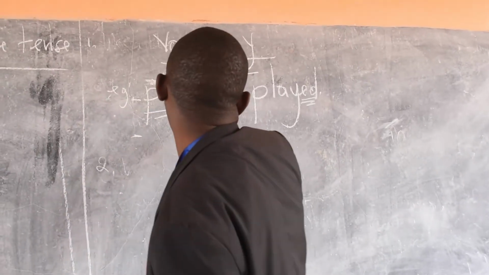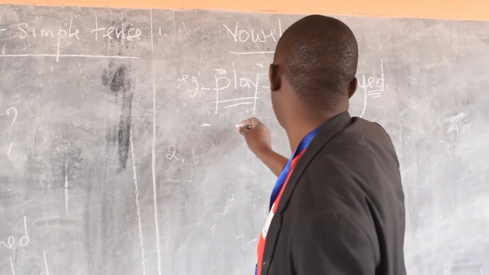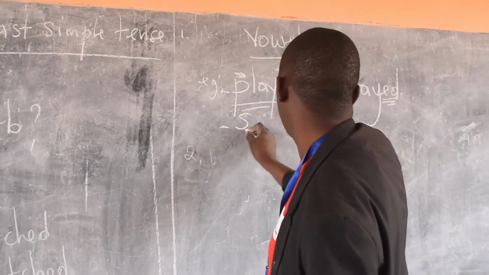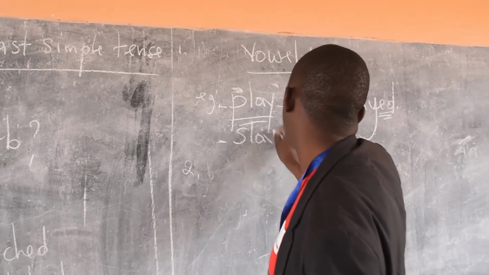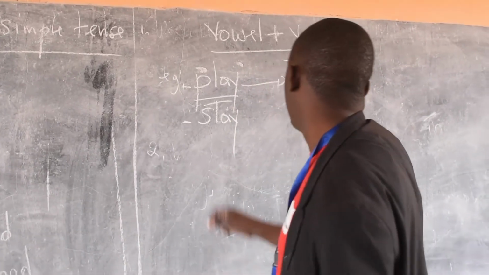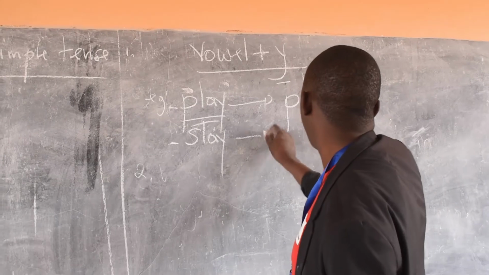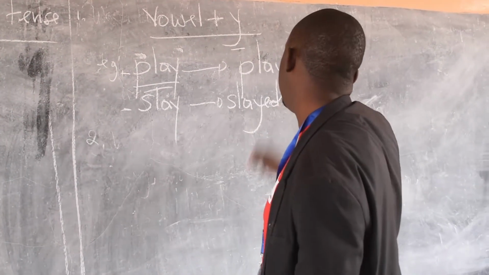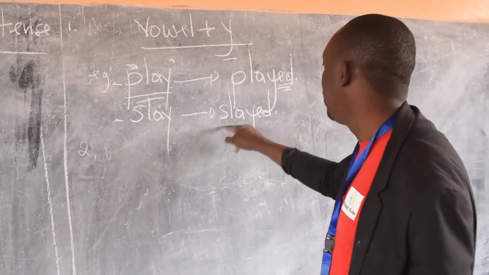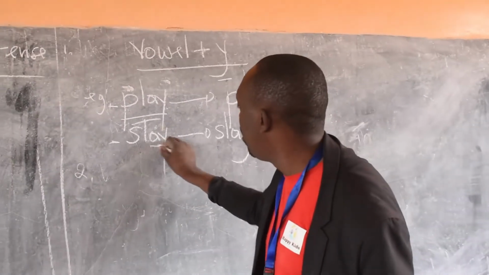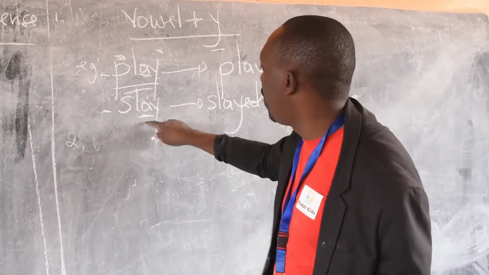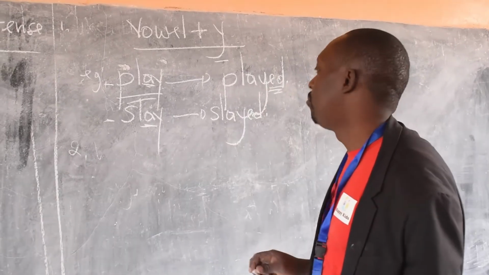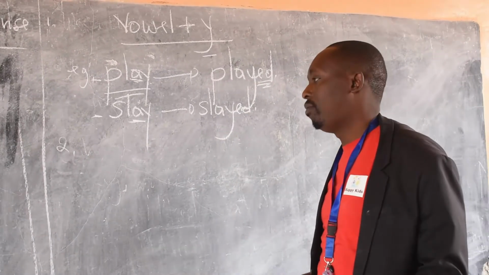To play, to slay, then you can add ed, slay, to slay. So when there is a vowel before y, we immediately add ed, as the general rule says.